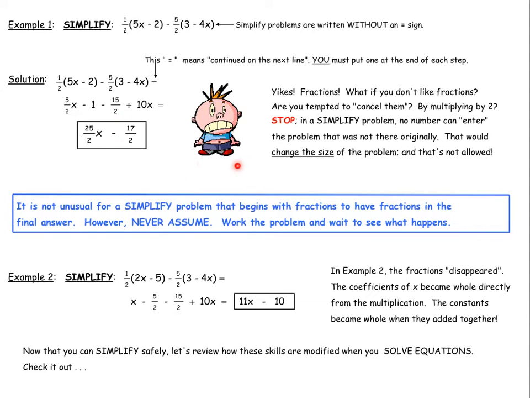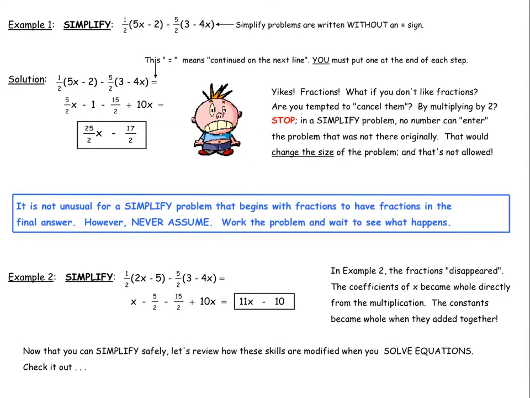But the thing that I want to deal with most is this "yikes, fraction" thing that kids do when they see fractions either at the end or at the beginning. They don't like fractions, and they're tempted to cancel them out because as far as they're concerned, anytime you have a fraction, you can cancel it out. Well, that's not true. You want to multiply this example by 2? Well, stop. In a simplify problem, no number can enter the problem that wasn't originally there. If you do that, you change the size of the problem.